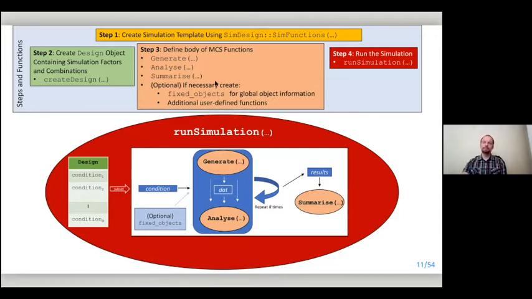The third step, and the most difficult one for us, is actually defining the body of our Monte Carlo simulation functions. There are 3 functions: generate, analyze, and summarize. Each one does what its name implies. And once you have those 3 functions, there's the 4th and last step, a function called runSimulation. That takes all these pieces and ties it all together for you.